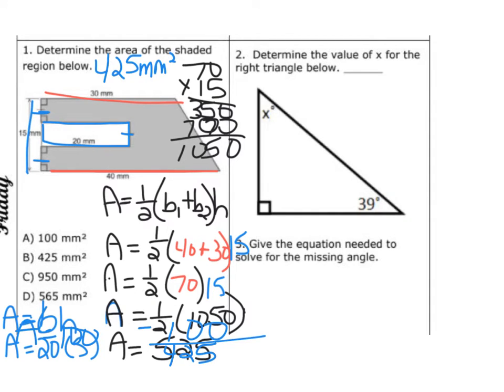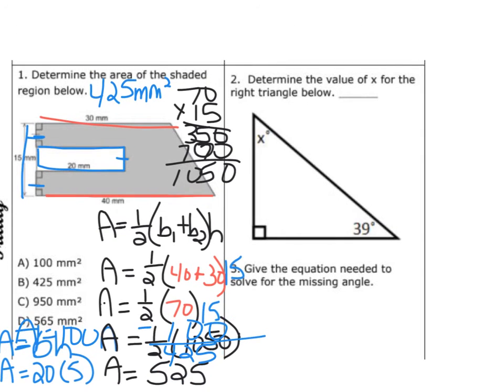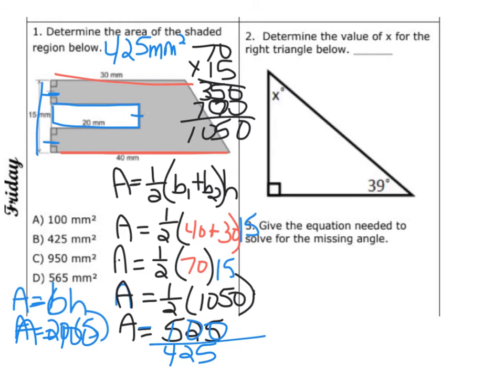Okay, now number 2 was the same thing we did yesterday. So it says determine the value of x for the right triangle. So they give us 39. And then x, so what would this number be? 90. Remember that symbol or that math graffiti represents a 90-degree angle. So in order for me to solve for x, what would I need to do?